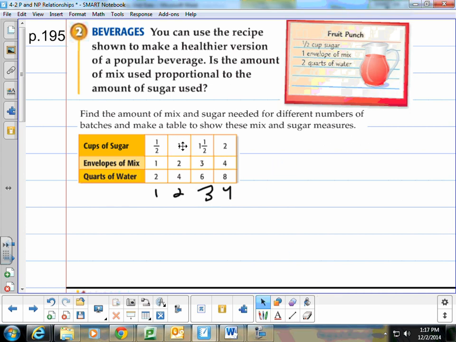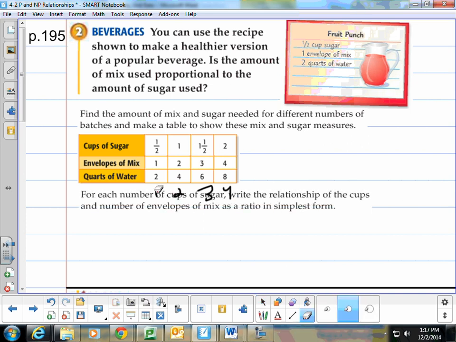So it's going to take 1 cup of sugar because 2 half cups is 1, 2 envelopes because 1 times 2 is 2, and then 4 quarts of water because we doubled the 2. And notice that continues. So I'm adding 2 every time because for every batch I need 2 quarts of water. I need 1 mix for every batch, and I need a half cup of sugar for every batch. So notice each one goes up.